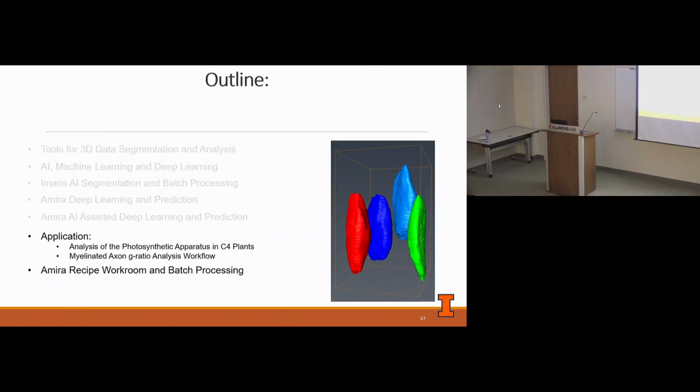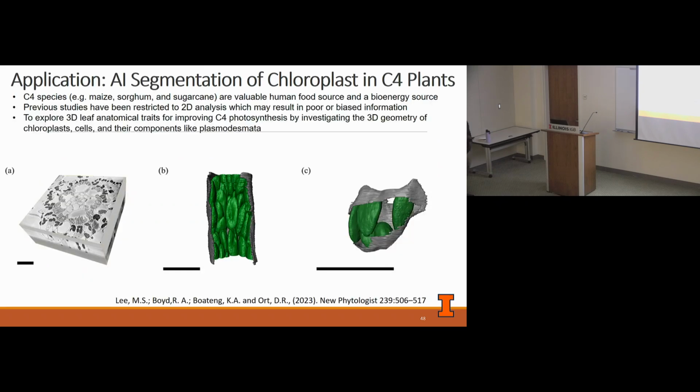But I want to go ahead and show how you can use the AI-assisted tool in segmenting two applications. I want to talk about the C4 plants that Don Oz Group works on, and the myelinated axons that Stillman's Group works on. All right.